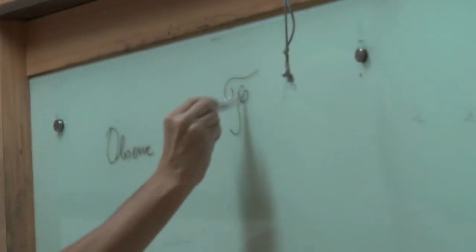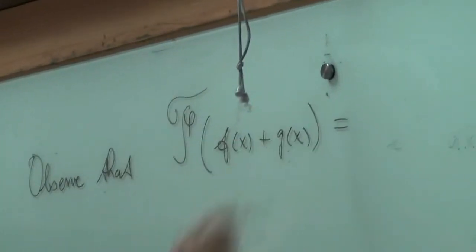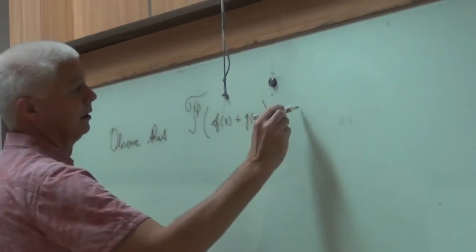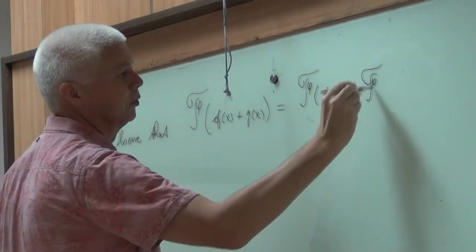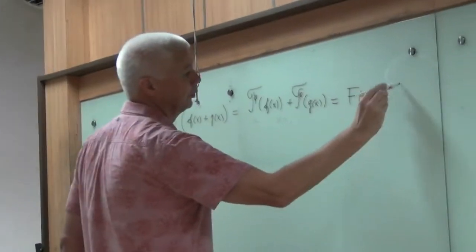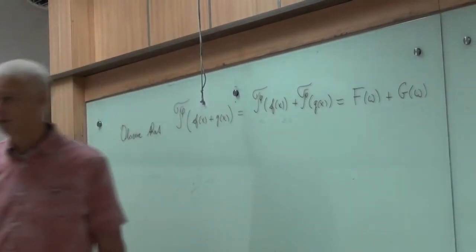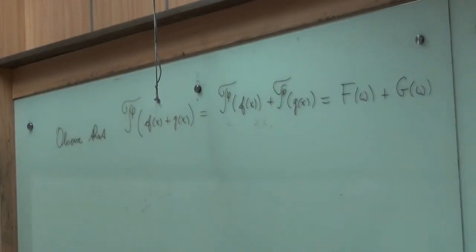Before we make this observation, observe that the Fourier transform of f of x plus the function g of x, it's a linear integral. So that's the Fourier transform of f of x plus the Fourier transform of g of x, and that's just F omega plus G omega. So if I have a sum of functions and I take the Fourier transform, then I get the sum of the Fourier transforms because of the linearity of your integral. So that's an observation. Okay, first example.